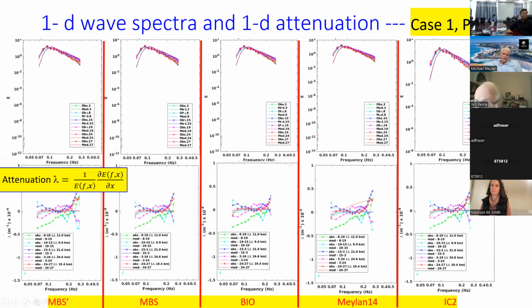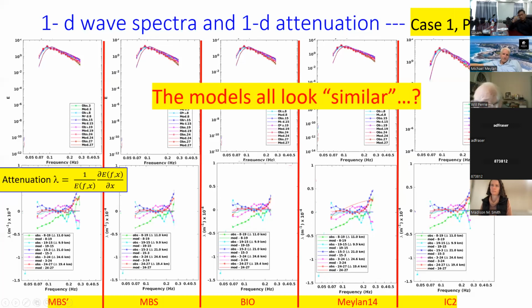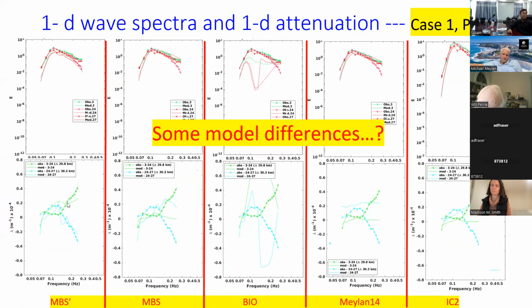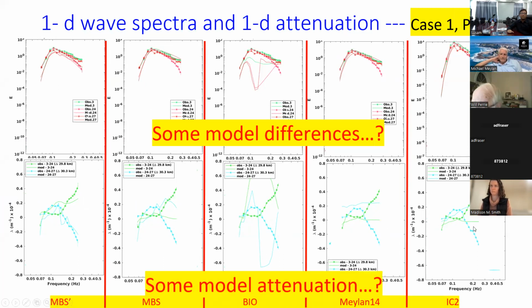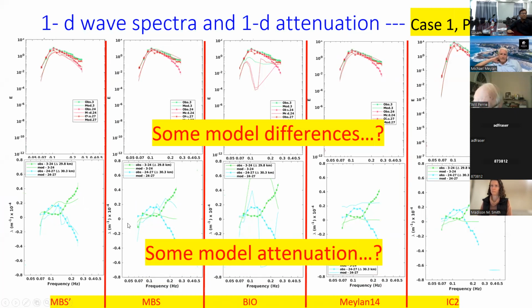But in the second part of the case, where we have some attenuation, MBS prime can qualitatively capture what's going on in the instrument. So this is looking at attenuation between 2 deployments. That's what this is. Green is one calculation, blue is another. So MBS prime does better than the other models. That's my message to you. And in case 2, we get more of that.